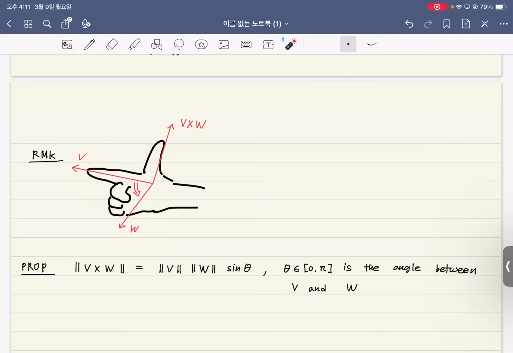The right-hand side of the equation looks very much like the magnitude of the dot product. The magnitude of V dot W equals the magnitude of V times the magnitude of W times cosine theta. But this time it's sine instead of cosine, but they are almost identical to each other, right? Okay. Why is that?